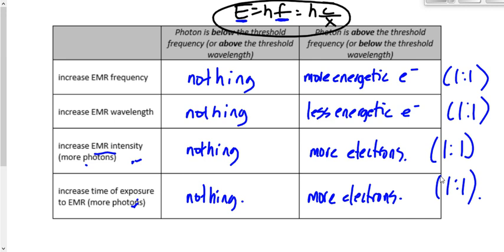Got it? Okay, let's deal with this mathematically a little bit here before we take a look at the work that you were doing yesterday and do a couple more questions here. We know that we have 4 equations that we use with the photoelectric effect.